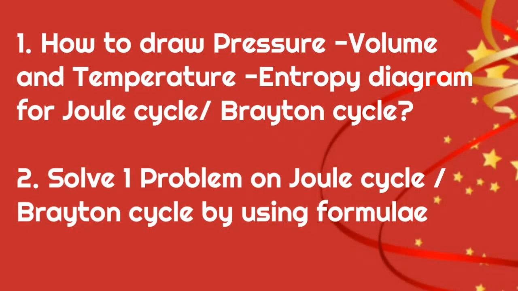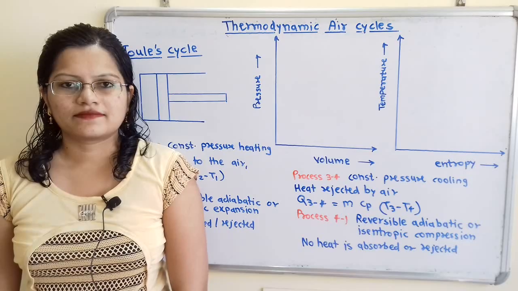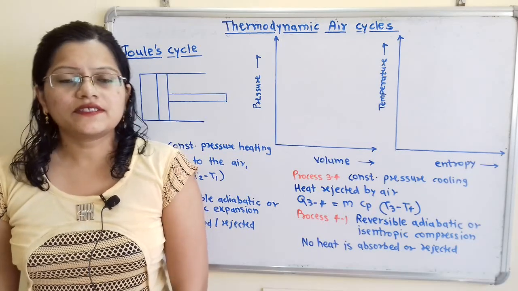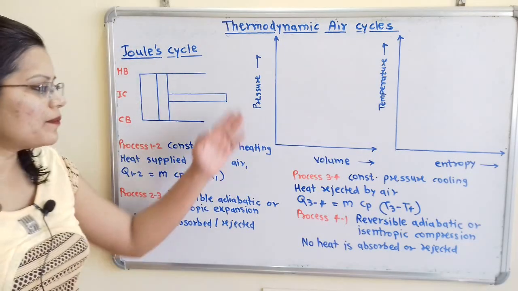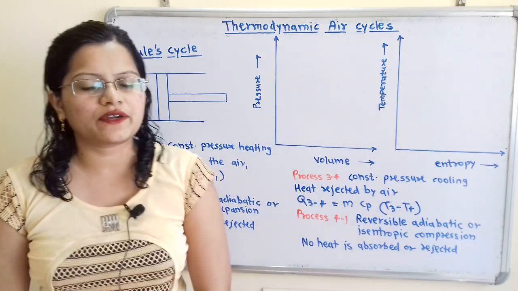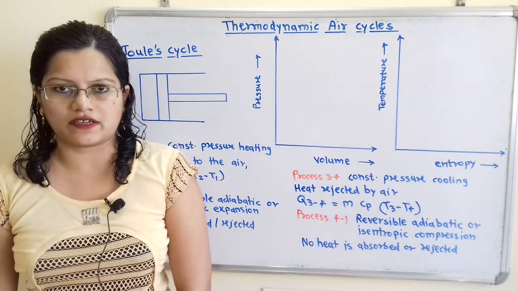First question is how to draw pressure, volume and temperature entropy diagram for Joule cycle or Brayton cycle, which is a thermodynamic air cycle. Second question, solve one problem on Joule cycle or Brayton cycle by using different formulas. Let us first understand how to draw pressure, volume and temperature entropy diagram for Joule cycle.